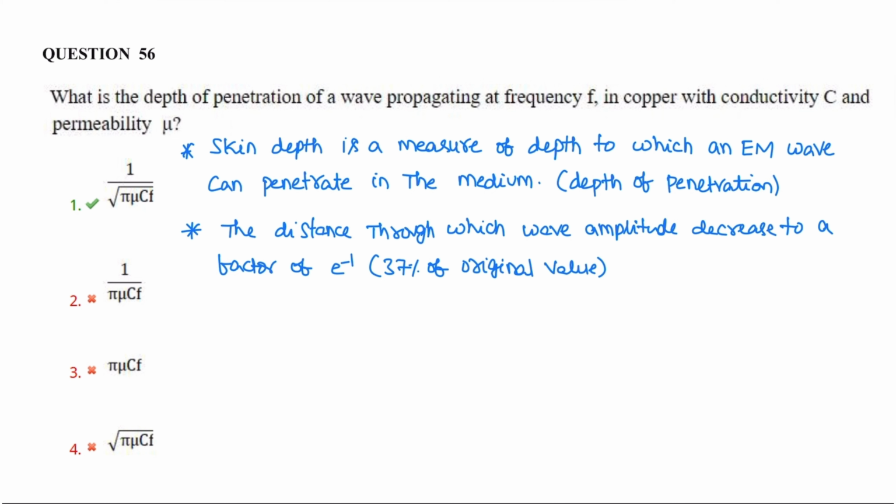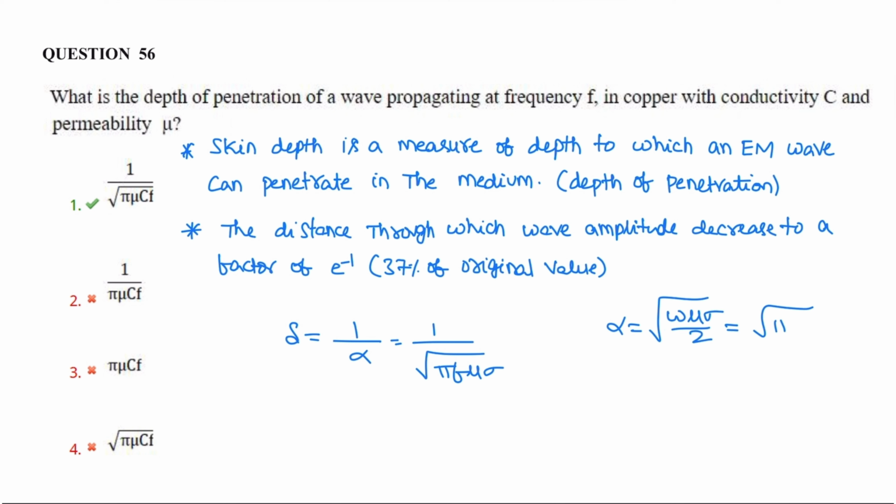This skin depth is given as delta is equal to 1 by alpha. Alpha is the attenuation constant, so delta is 1 by square root of pi f mu sigma. Alpha is given as square root of omega mu sigma by 2. Its value is square root of pi f mu sigma, where sigma is the conductivity of the material, mu is permeability, and f is the operating frequency. So skin depth delta is equal to 1 by the attenuation constant. So correct option is 1.